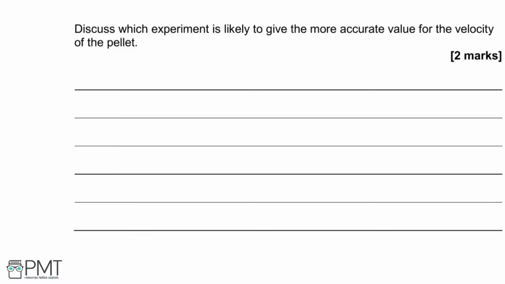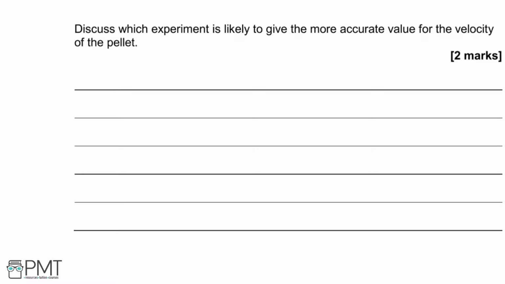And for the final 2 marks, it says discuss which experiment is likely to give a more accurate value for the velocity of the pellets. So thinking about this metal block, the key here is that whilst it looks as though the collision is elastic, and it certainly is more elastic than the collision with the wooden block, we don't know that it is perfectly elastic.